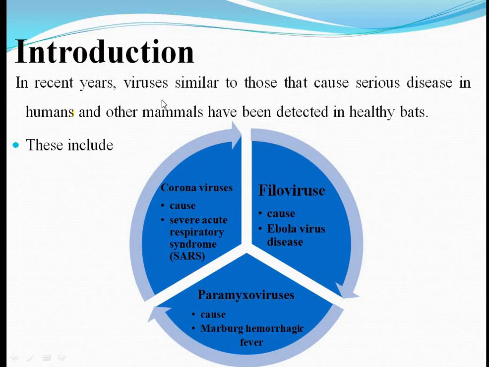Introduction: In recent years, viruses similar to those that cause serious disease in humans and other mammals have been detected in healthy bats. These include coronavirus, filovirus, and paramyxoviruses. Coronavirus causes severe acute respiratory syndrome, filovirus causes Ebola virus disease, and paramyxovirus causes Marburg hemorrhagic fever.